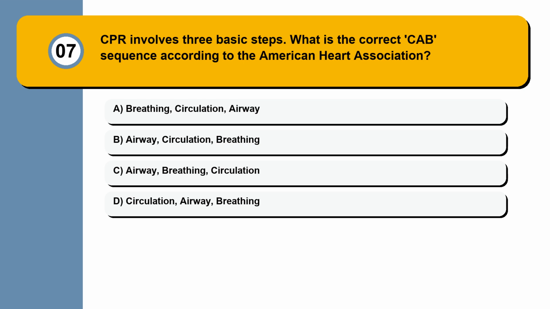Question 7. CPR involves 3 basic steps. What is the correct CAB sequence according to the American Heart Association? Breathing, circulation, airway. Airway, circulation, breathing. Airway, breathing, circulation. Circulation, airway, breathing.